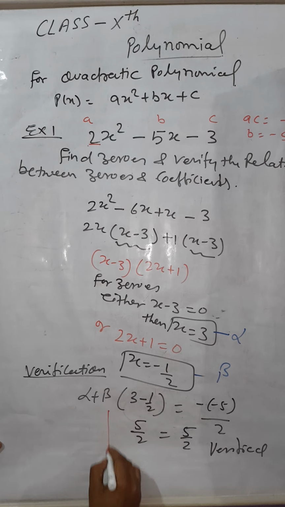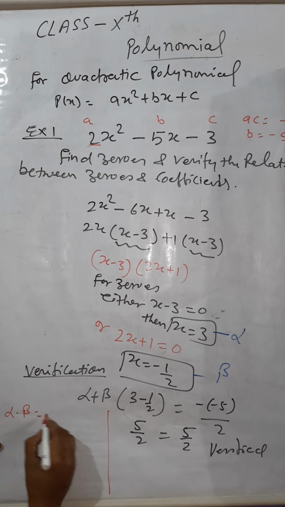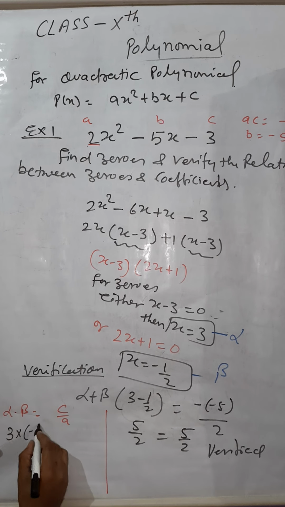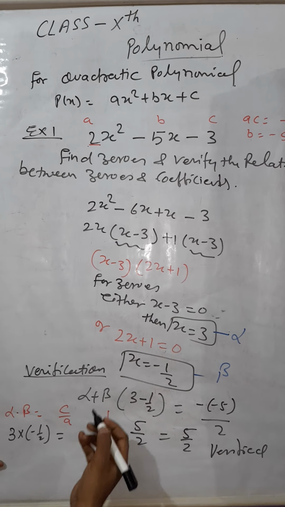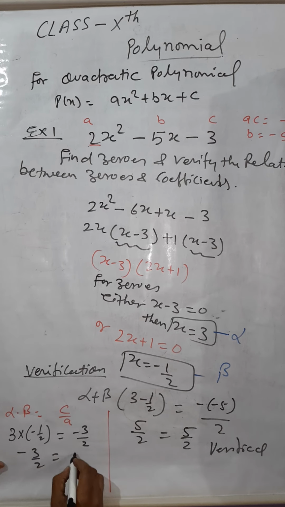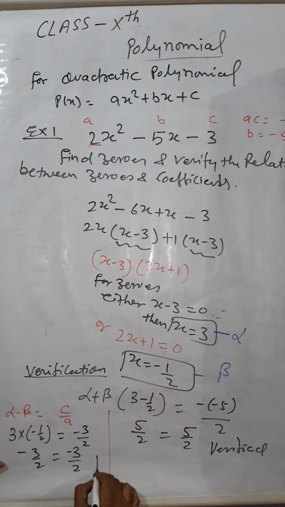Second, alpha into beta is equal to c upon a. So this is 3 into minus 1 by 2, which is equal to minus 3 by 2. So minus 3 by 2 is equal to minus 3 by 2. Hence verified.